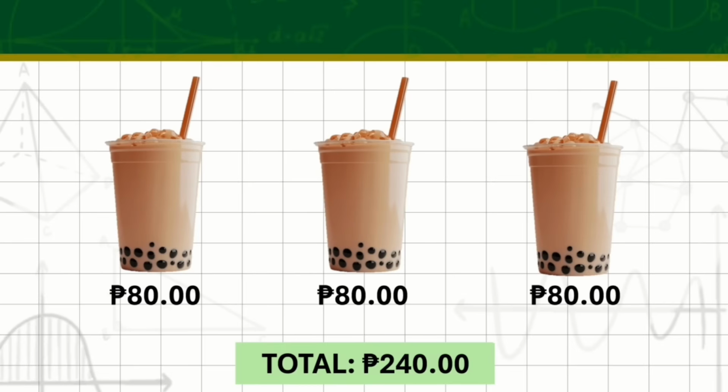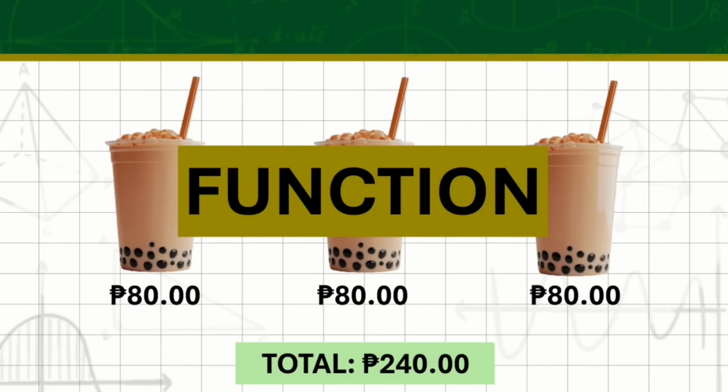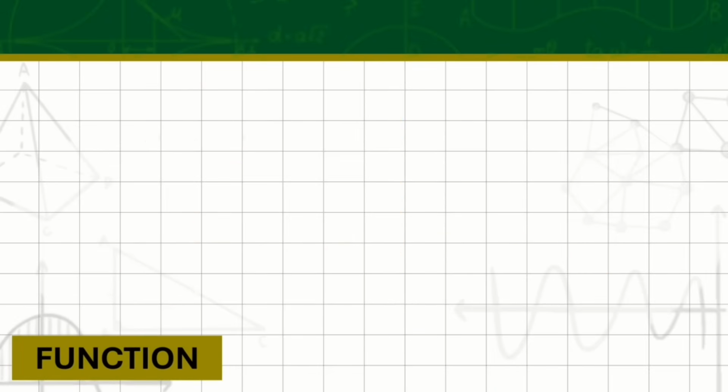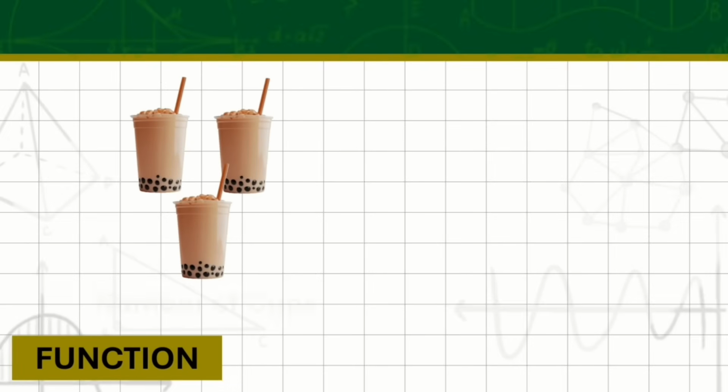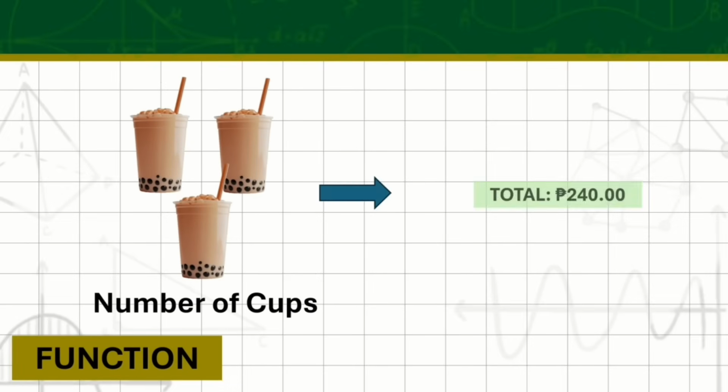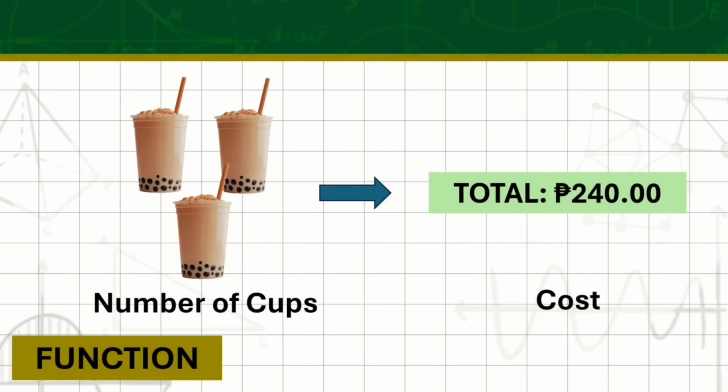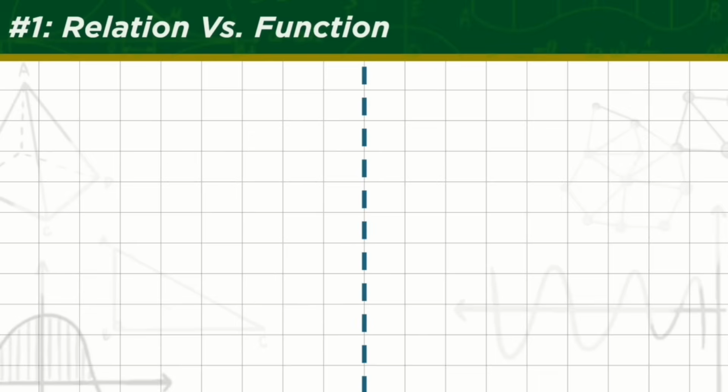This is a real-life example of what we call a function, wherein one value, the number of cups, affects another value, which is the total cost. In today's lesson, we will explore how this kind of relationship works. We will learn how to understand, represent, and apply functions in real-life situations, just like this one.